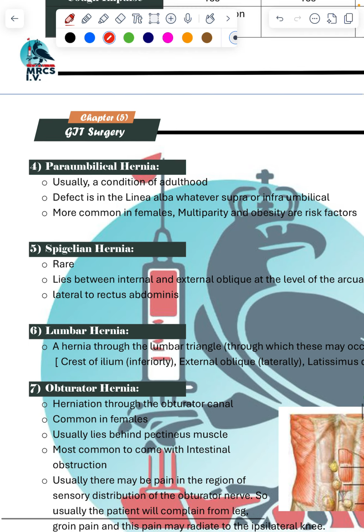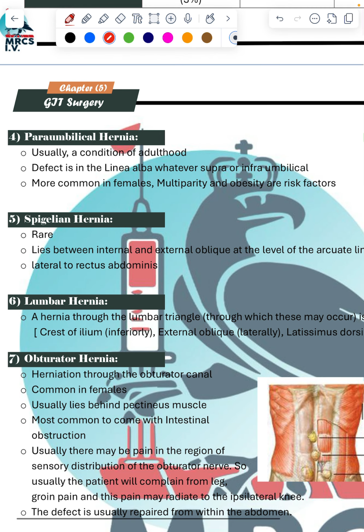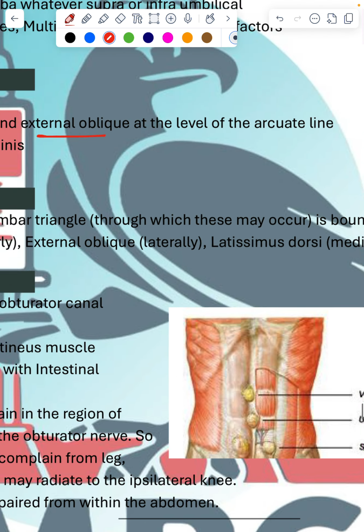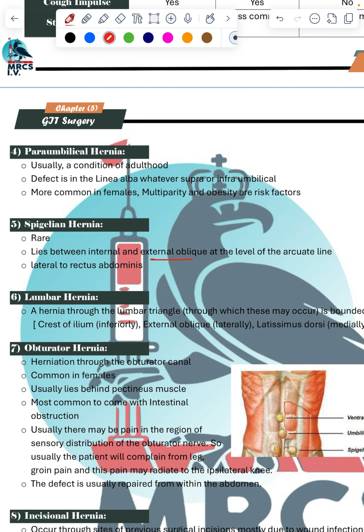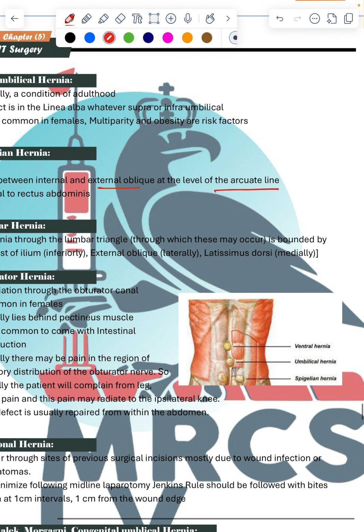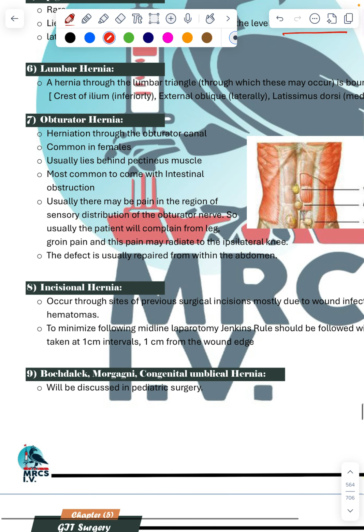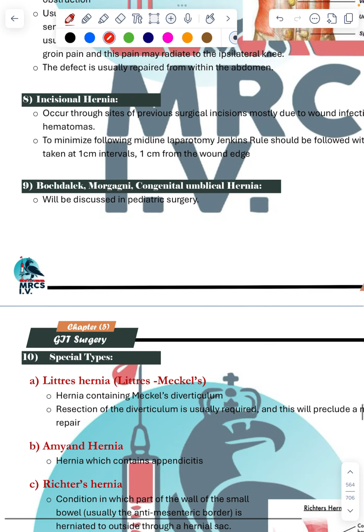Paraumbilical hernia, a condition of childhood. Linea semilunaris: the spigelian hernia lies below, between the internal and external oblique. This is the spigelian hernia. It lies between the internal and external oblique at the level of the arcuate line. Lumbar hernia occurs at the Petit triangle, which is bounded by the iliac crest inferiorly, external oblique laterally, and latissimus dorsi medially. Obturator hernia is an internal hernia; also incisional hernia, Ogilvie and Morgagni hernia.